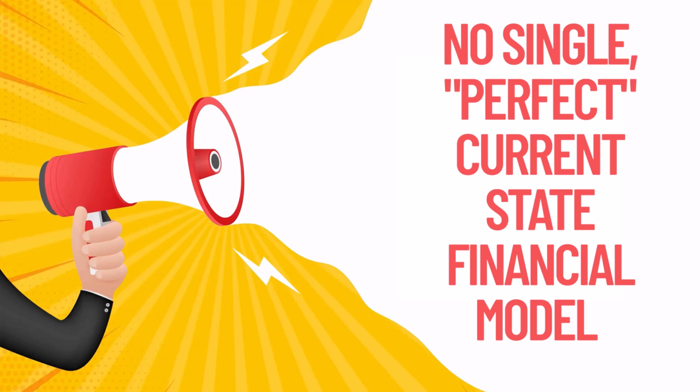So any of these great options that we talked about could potentially be in your current state financial model, which is an important point. There's almost never a single perfect current state financial model because there's too many assumptions and variables about what could potentially happen in the future. And assumptions are a key part of any type of financial modeling. You might want to create multiple current state models to simulate different potential future scenarios.